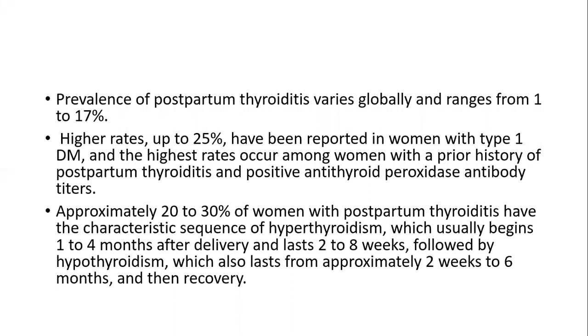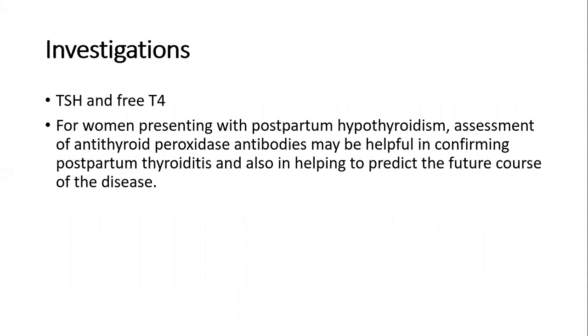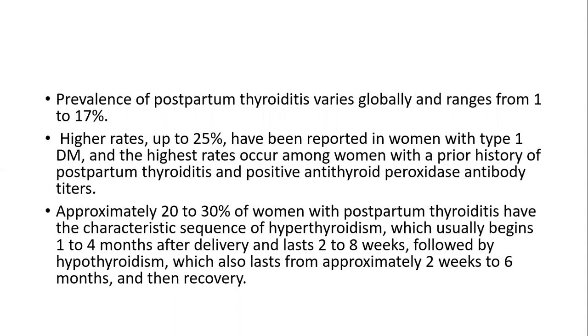We have rates of around 25% being reported in women with type 1 DM, and the highest rates occur among women with prior history of postpartum thyroiditis and positive antithyroid peroxidase antibody titers. And then 20 to 30% of women with postpartum thyroiditis have the characteristic sequence of hyperthyroidism, which usually begins 1 to 4 months after delivery, and lasts 2 to 8 weeks, then followed by hypothyroidism, which also lasts approximately 2 to 6 weeks, and then recovery. Why do you have such a picture? Hyper, then finally having hypo.